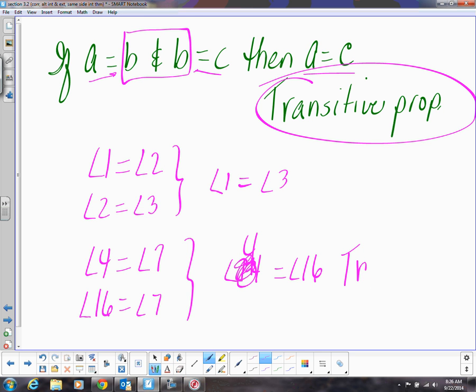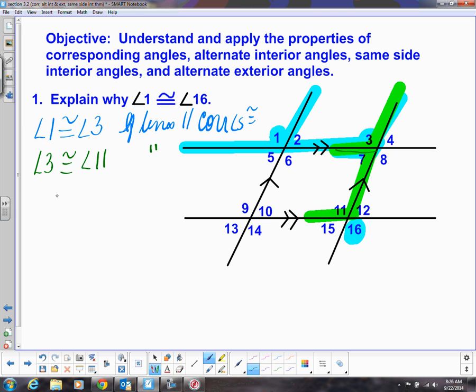Transitive is a very sophisticated way of doing a special kind of substitution. I could have said, you know what, I'm going to remove angle 7 and insert angle 4. That would be called substitution. But transitive is a whole lot more sophisticated. So let's go back and look at what we've got.